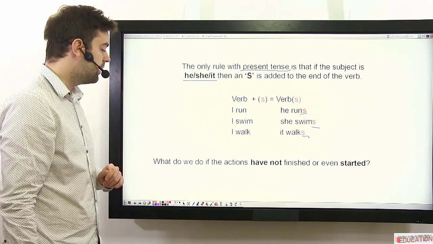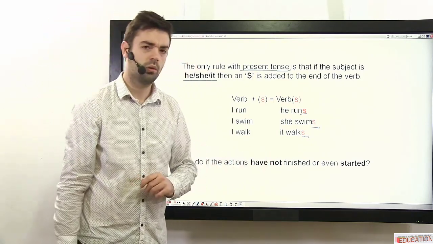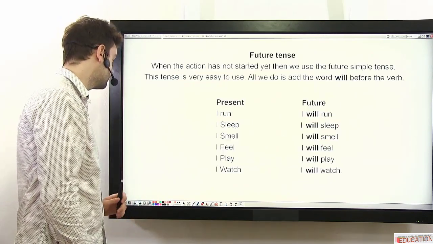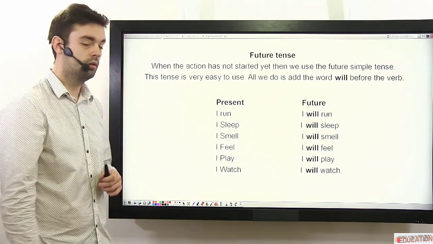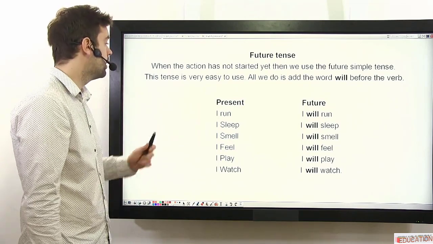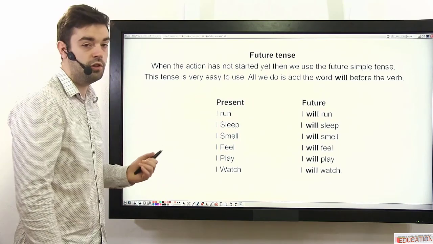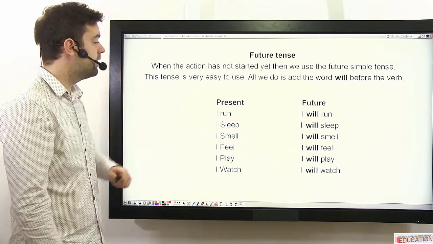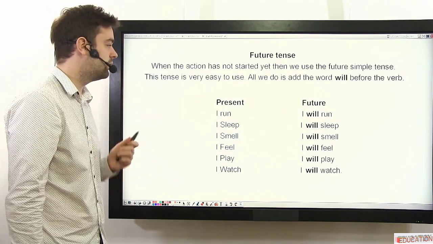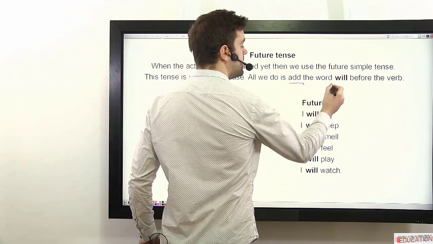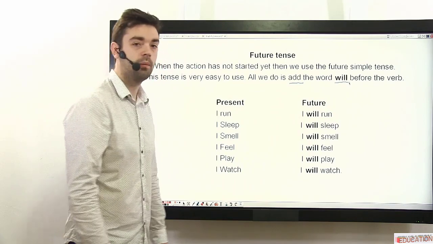So what do we do if the actions have not finished or even started? Well, we use the future tense. When the action has not started yet, the future tense is used. This tense is very easy to use. All we do is add the word will before the verb.